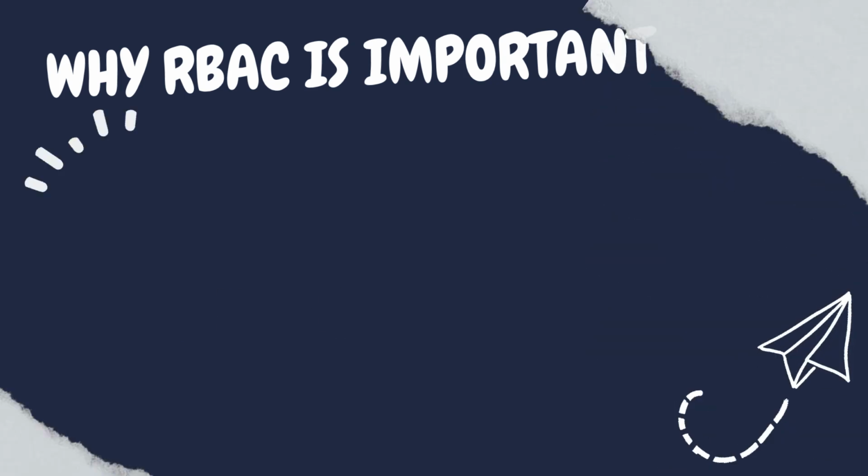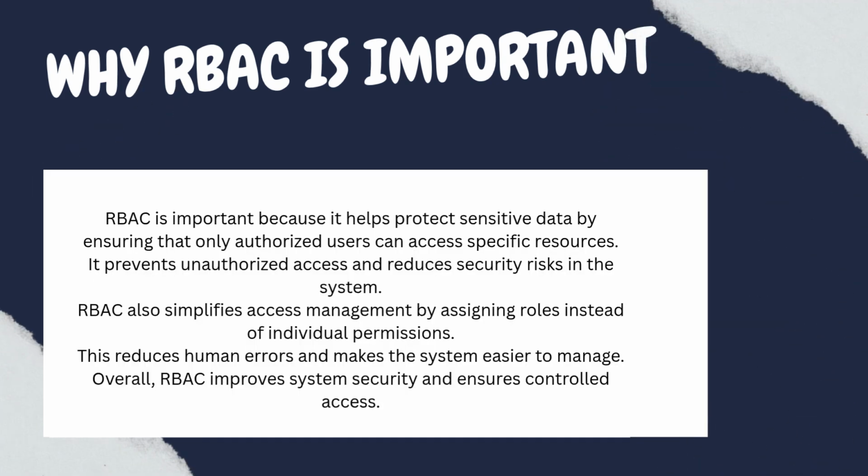Now let us see why RBAC is important in network security. RBAC is important because it helps protect sensitive information in a system. It ensures that only authorized users can access specific data. It prevents unauthorized access and reduces security threats. RBAC also simplifies system management. Instead of managing permissions for each user, roles are managed. This reduces human errors and makes the system easier to control. It also improves overall system efficiency and security.